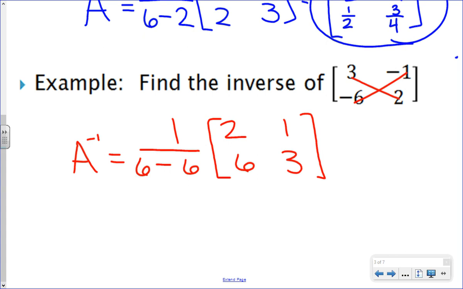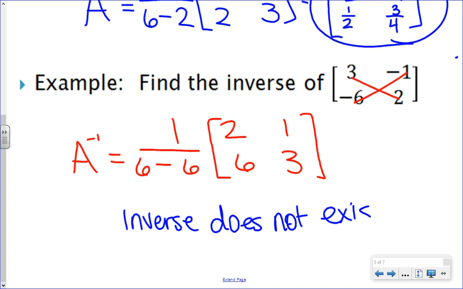Okay, we cannot divide by 0. All right? Since we have an undefined number being multiplied to this matrix, what do you think that means? Is there an inverse for 3, -1, -6, 2? So the inverse does not exist. It's asking us to find an inverse, and that inverse does not exist. And remember, I told you that can happen. It is possible for us not to be able to find an inverse.